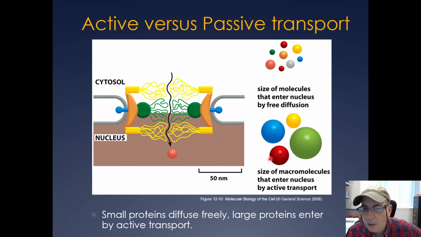So these larger molecules are going to need either a nuclear import signal to be brought in, or a nuclear export signal when they need to be brought back out. And we'll see that sometimes proteins contain both, and depending on the phosphorylation state of the protein, it will tell it to either enter the nucleus or exit the nucleus.